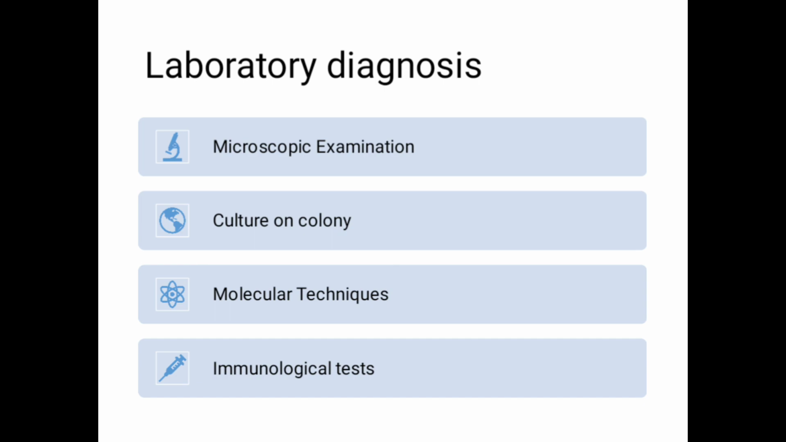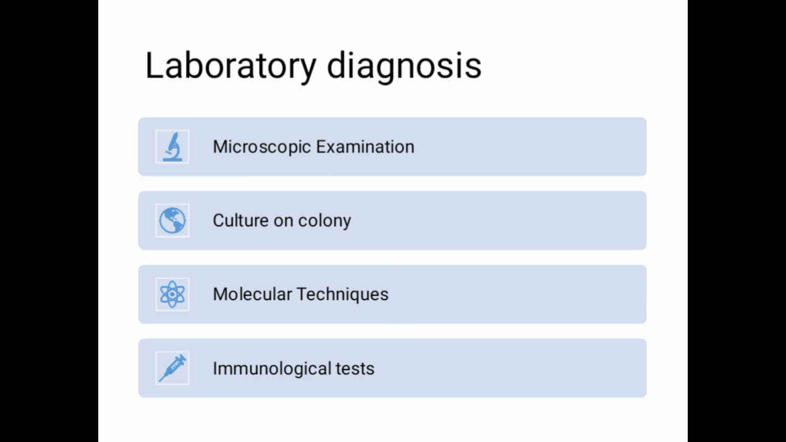Next one is colony on culture medium. Clinical specimens are cultured on specific media such as Lowenstein-Jensen or Middlebrook agar to isolate and grow Mycobacterium species. Mycobacterium kansasii typically grows slowly and cultures may take several weeks to show visible growth. And the next one is molecular techniques. Polymerase chain reaction assays can be used to detect specific DNA sequences of Mycobacterium kansasii. This method provides a rapid and sensitive means of identification.